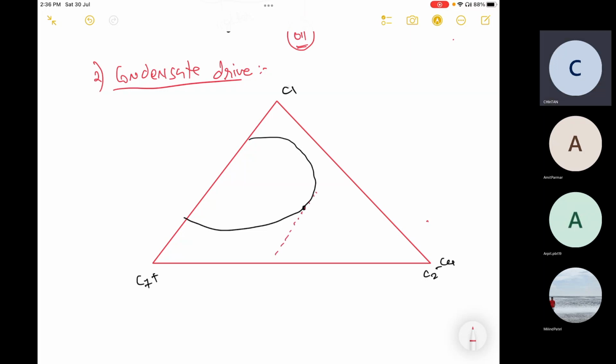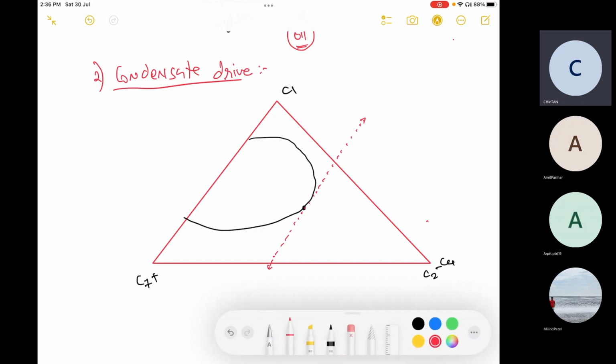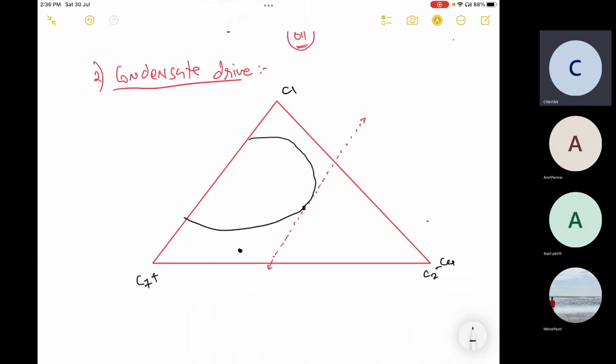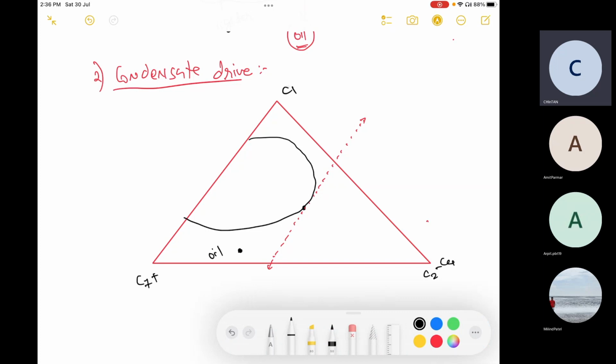Let's suppose this is my tangent line. In this case, let's suppose my oil is toward the left side of this line, so this is my oil. And there is my solvent, which I am injecting.